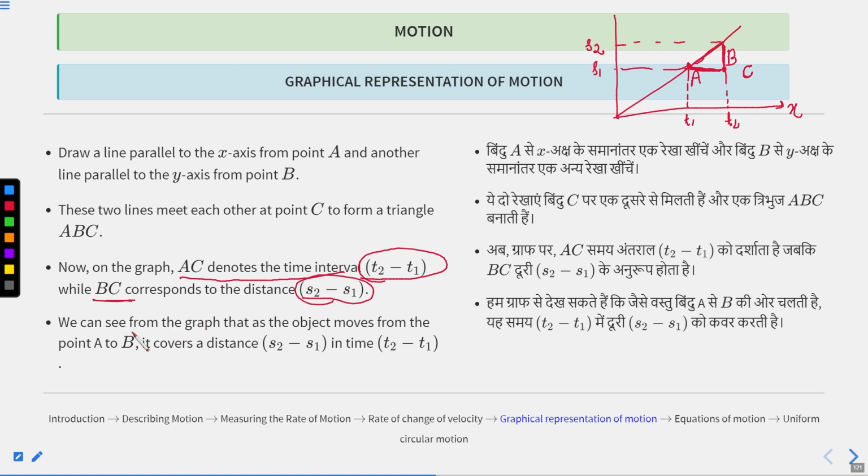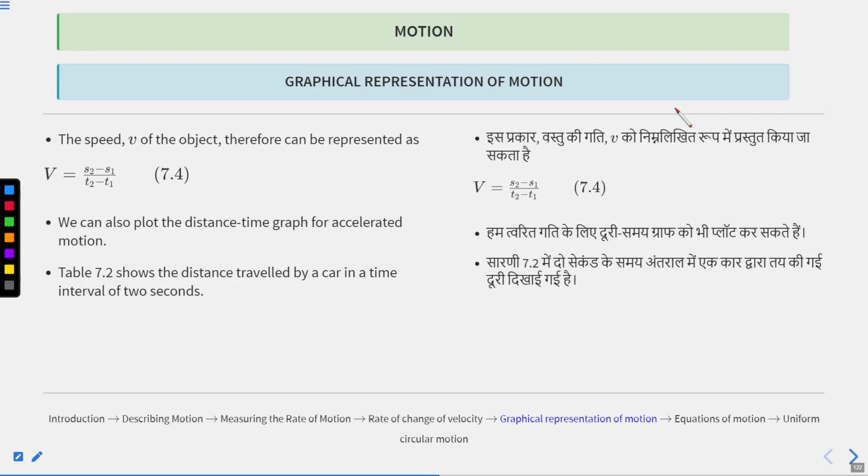So we can see from the graph that an object moving from point A to B covers S2 minus S1 distance in T2 minus T1 time. Any object covering the distance AB has covered S2 minus S1 distance with respect to T2 minus T1 time. And this is known as the speed of the object. So from the graph, we can clearly understand the speed of the object.